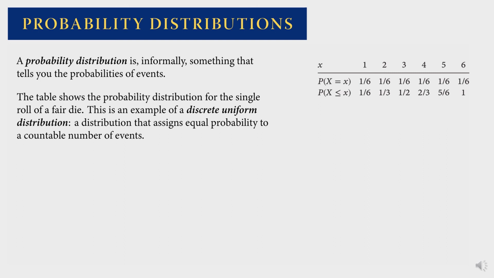Rolling a single die can be thought of as an experiment with 6 outcomes, and they're all equally likely. This is called a discrete uniform distribution. It's uniform in the sense that the events have a uniform probability of occurring. A discrete distribution is a distribution that has a countable number of events.